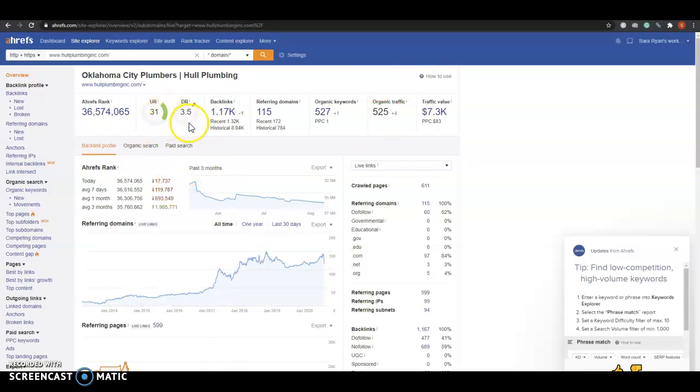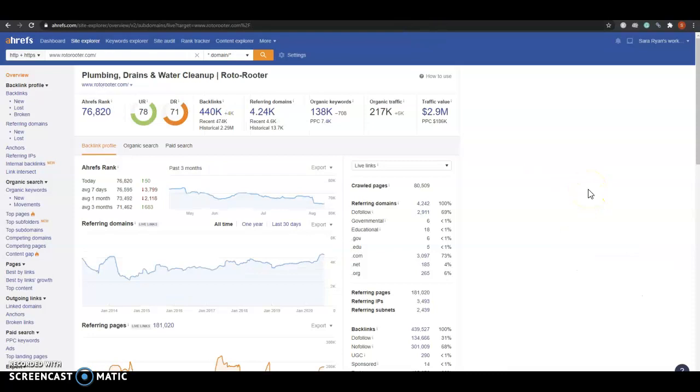So this is Hull Plumbing. This is where you see that not all backlinks are created equal. They have a whole lot of trust, not very much power. But they do have 1.17 thousand backlinks. So we can go in here, take the good ones, leave the bad ones, and use the good ones for your website. They're tracking 527 keywords, which is bringing them 525 people to their website.